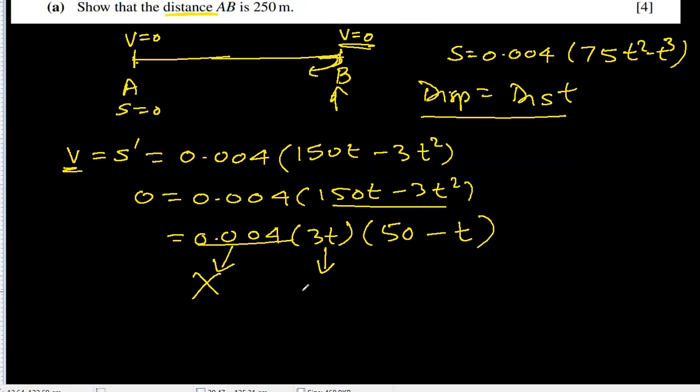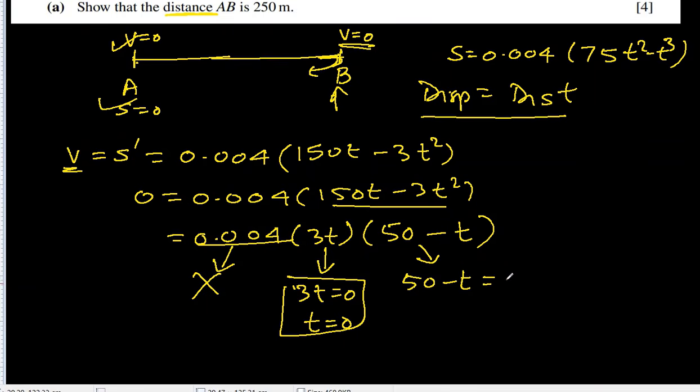So this does not give us anything, it's a constant, it can't be equal to 0. So we'll write 3t equal to 0, and at t equal to 0, v is 0, and we know that it is 0. So we already knew this answer. It is useless for us. Now this one, 50 minus t equal to 0, and that gives us t equal to 50 seconds.